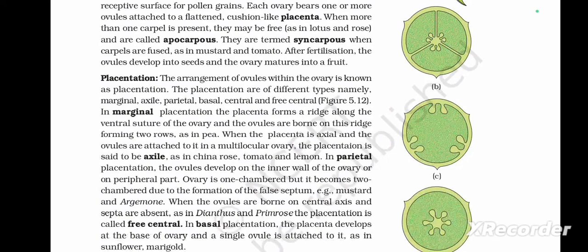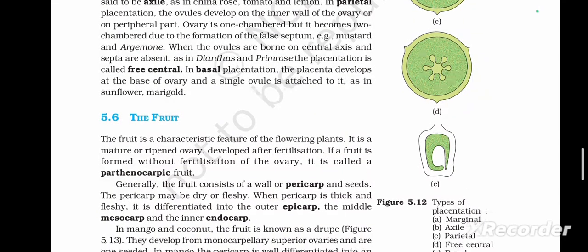In parietal placentation, the ovules develop on the inner wall of the ovary or on the peripheral part. Ovary is one-chambered, but it becomes two-chambered due to the formation of the false septum, for example mustard and argemone. When the ovules are borne on the central axis and the septa are absent, as in dianthus and primrose, the placentation is called free central. In basal placentation, the placenta develops at the base of the ovary and a single ovule is attached to it, as in sunflower and marigold.